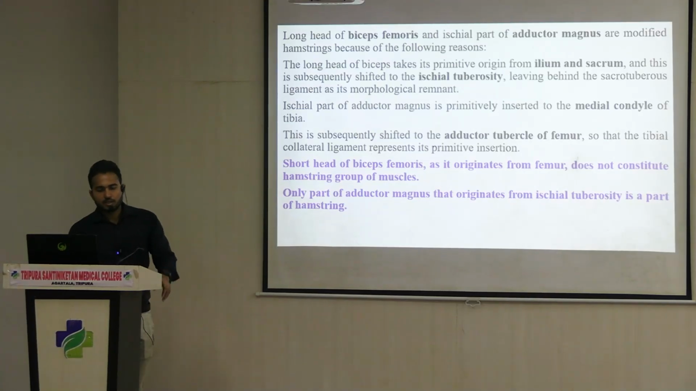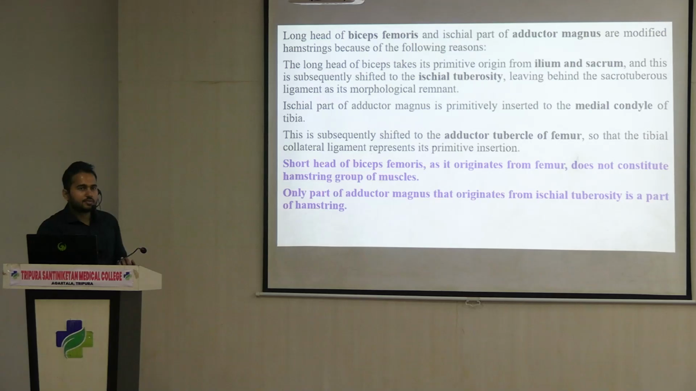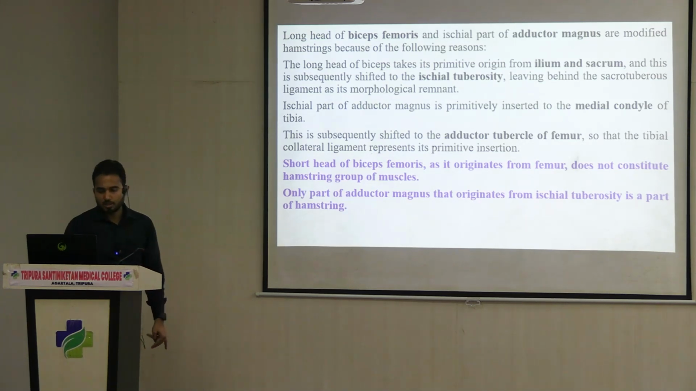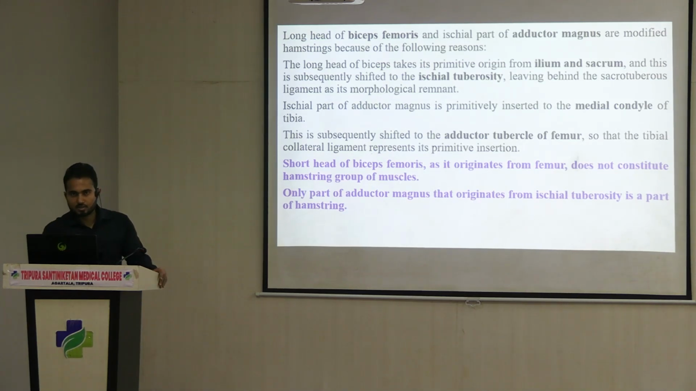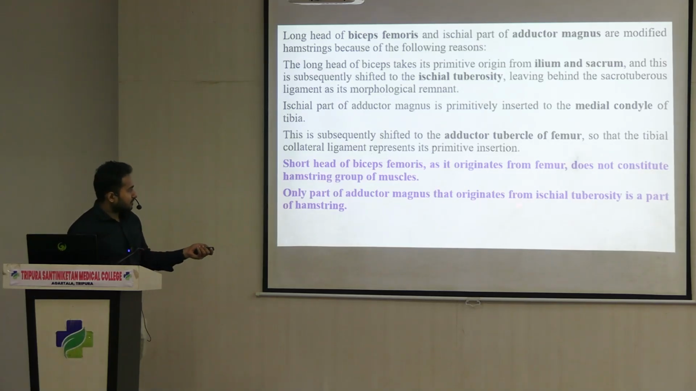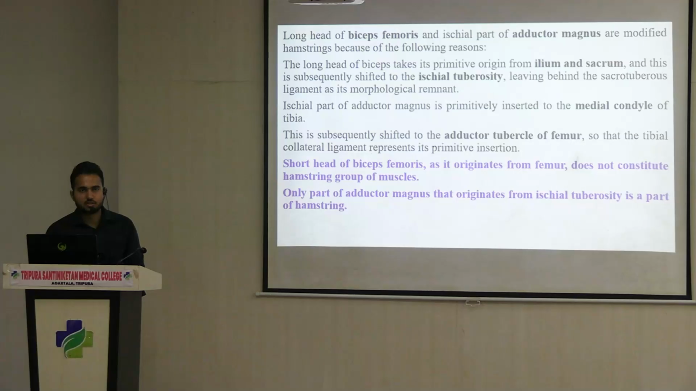Now, what about the short head of the biceps? If you see the short head of the biceps, it is originating from the femur and does not constitute the hamstring group of muscles, as you know. And of the adductor magnus, only the hamstring part originates from the ischial tuberosity. The adductor part of the adductor magnus will not be considered in the hamstring group because it does not fulfill any of those criteria.